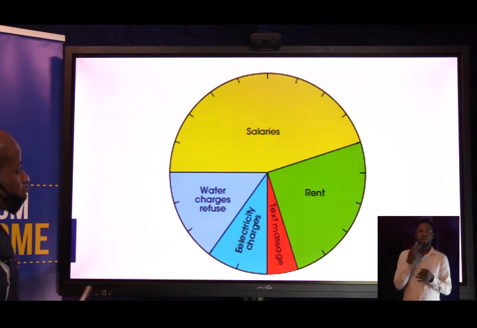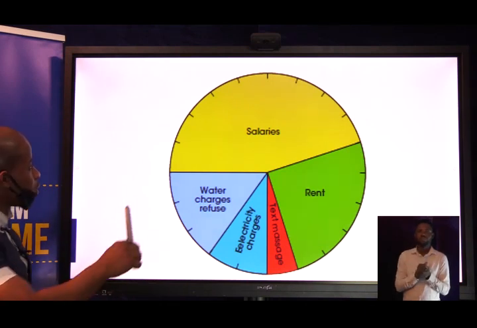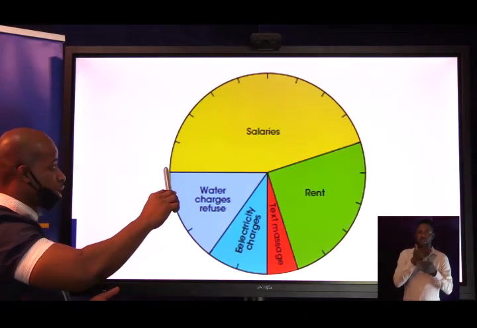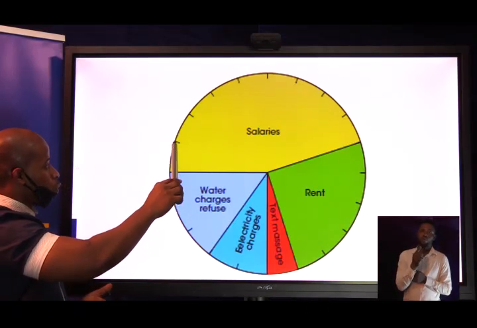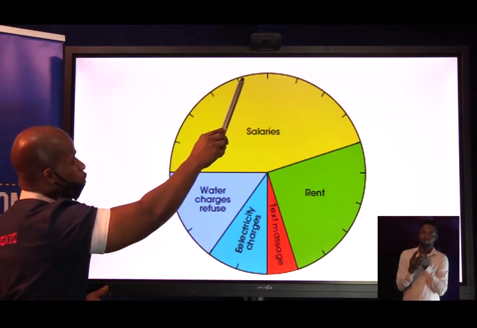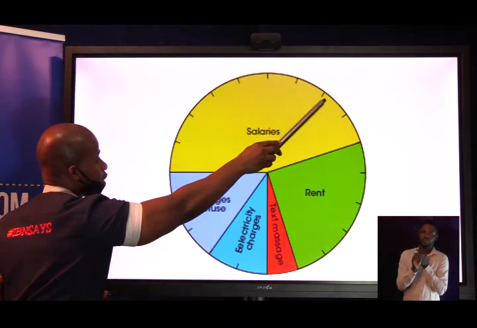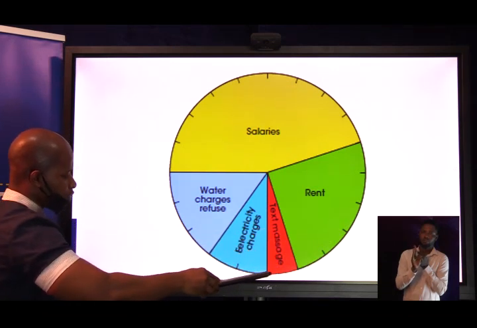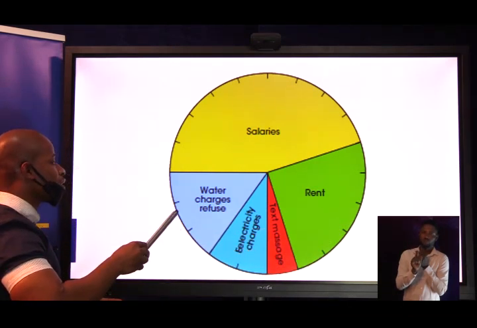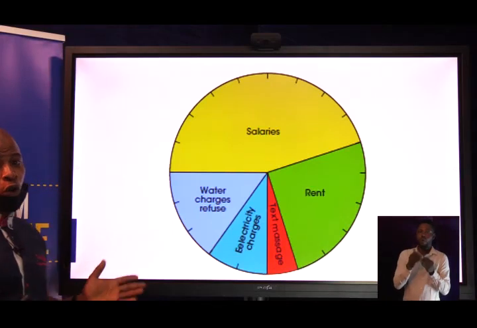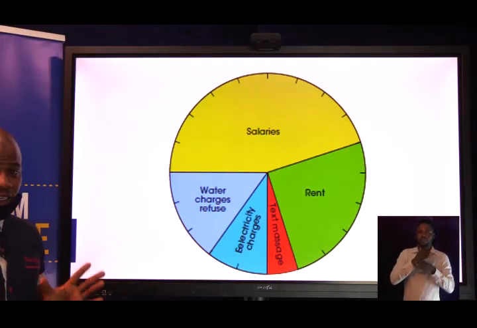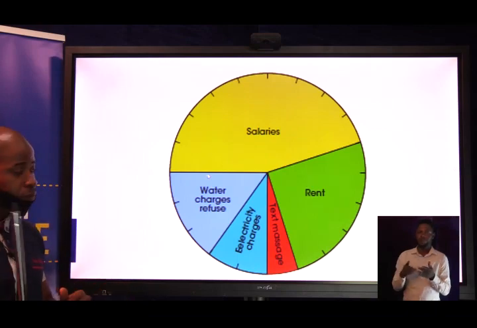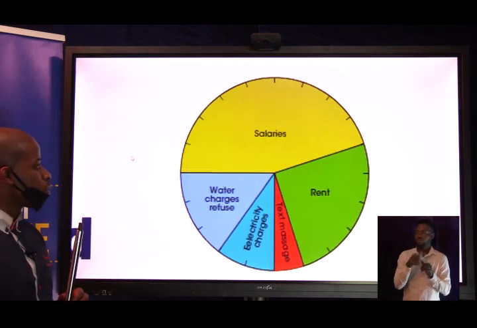So, we now see that this whole pie chart is divided into 20 places. Let's count from here. 1, 2, 3, 4, 5, 6, 7, 8, 9, 10, 11, 12, 13, 14, 15, 16, 17, 18, 19, and 20. So the whole pie chart is divided into 20 pieces. Now, going back to the question, let's see how we're going to be answering the question.